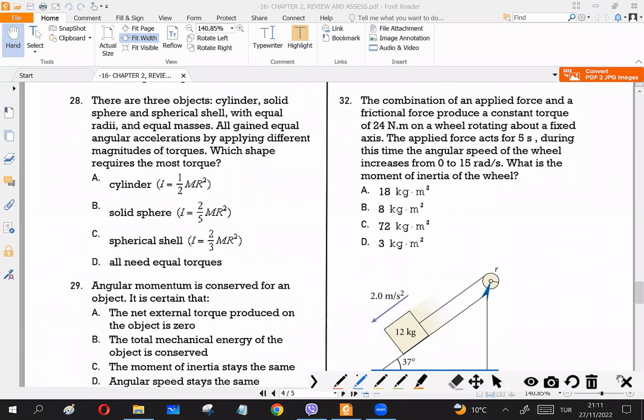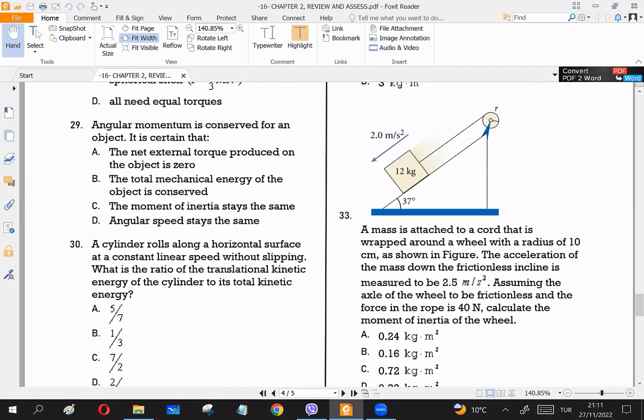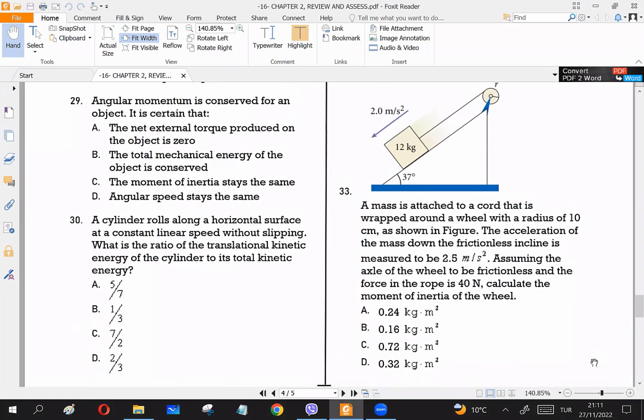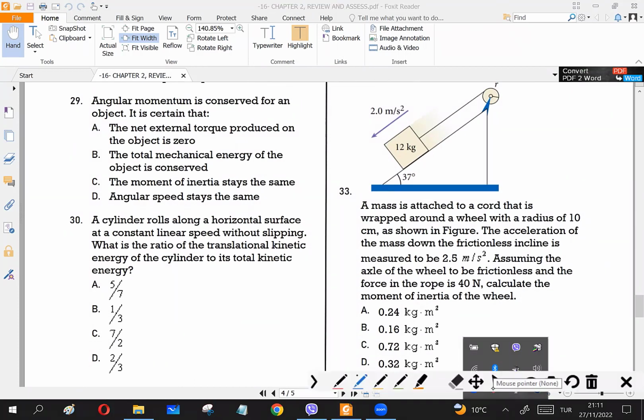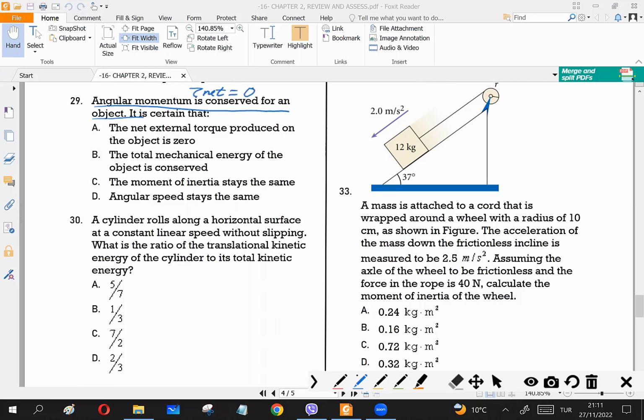Then question number 29. Angular momentum is conserved for an object. So let's quickly remember the condition. In physics, every conservation law has a condition, remember? Angular momentum is conserved if the net torque acting on the object is equal to zero. So let's remember this first, and after that, let's continue.